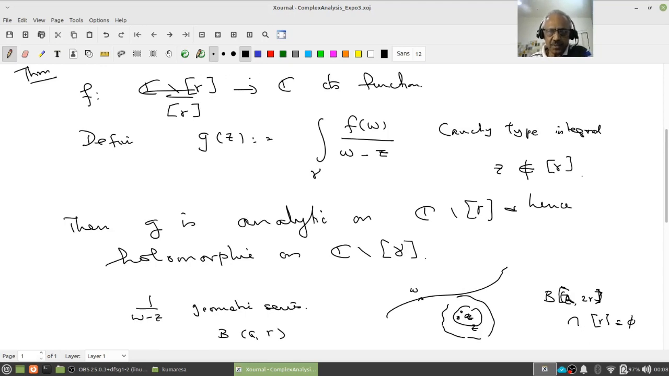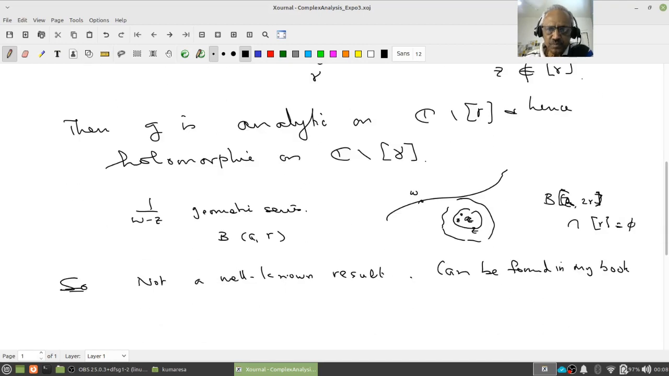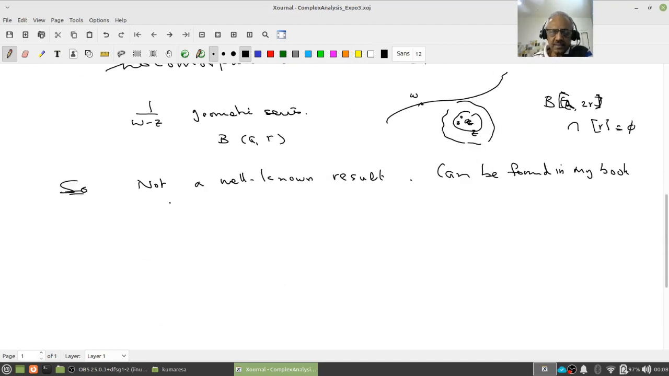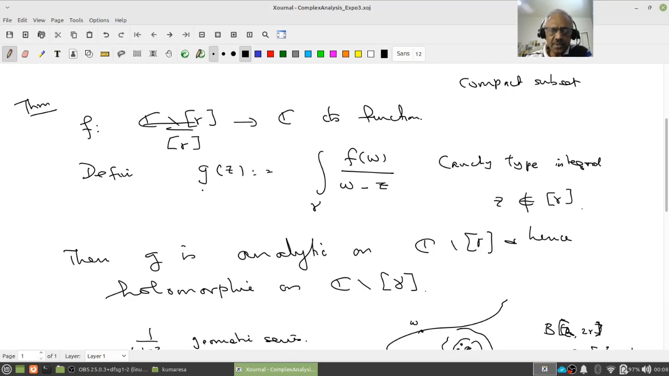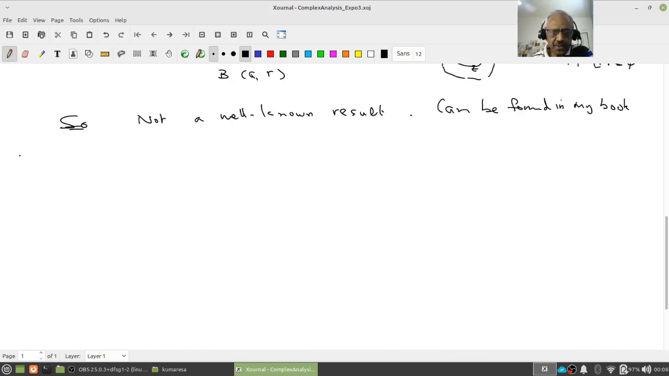I don't have to worry about what f of w is. I have to make sense of f of w only for w which lies in the image of gamma, right? Therefore I need only a continuous function f from gamma to C. And this Cauchy-type integral will always give me a function which is analytic outside the image of gamma.